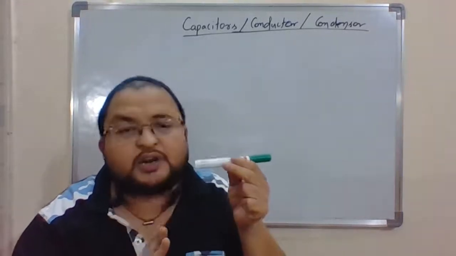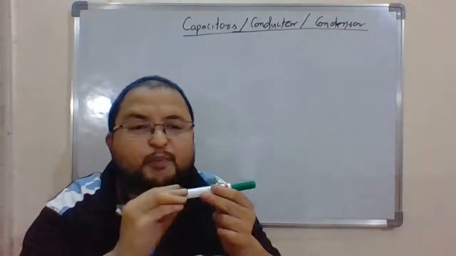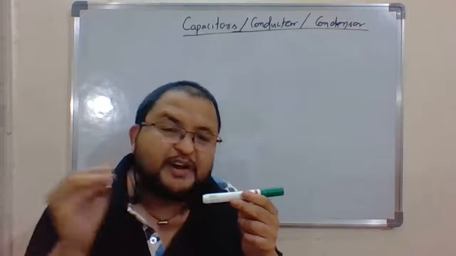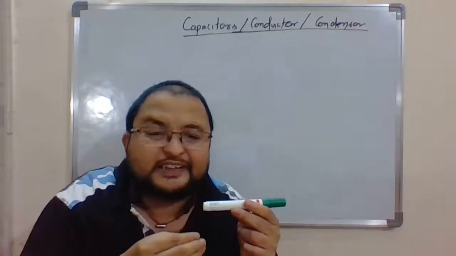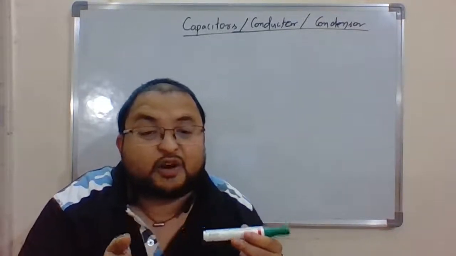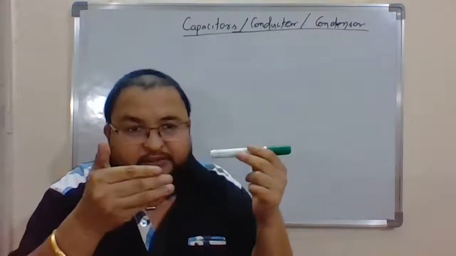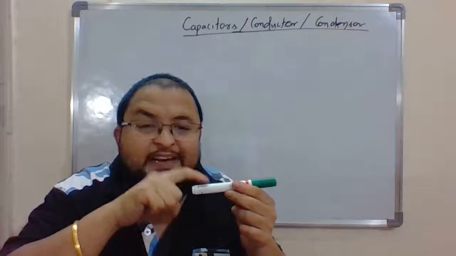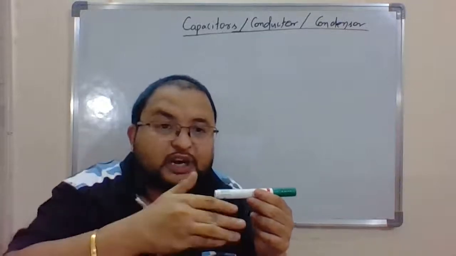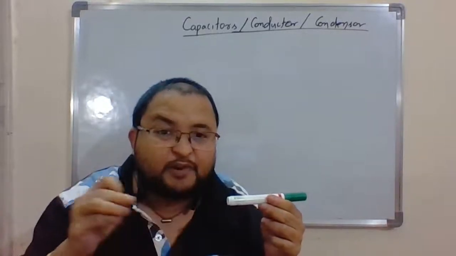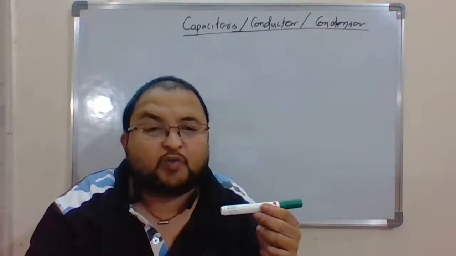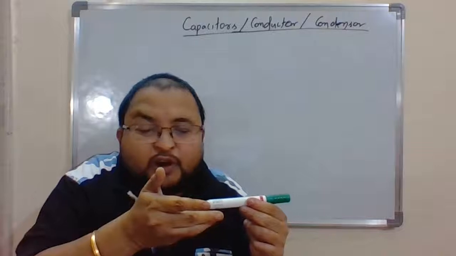So a good capacitor would always have the property that, A, it can store a lot of charge, and in spite of us giving a lot of charge, its potential does not increase too much. I repeat, a good capacitor's property would be it can store a larger amount of charge, and in spite of giving more charge, its potential difference or its potential will not rise a lot.